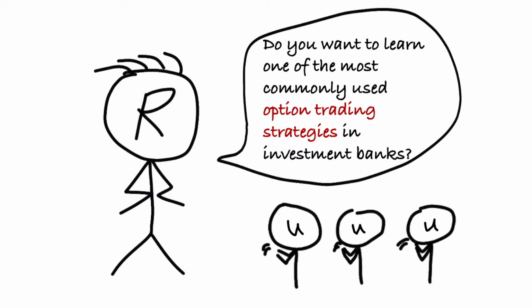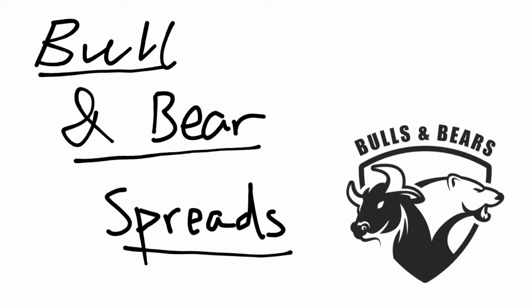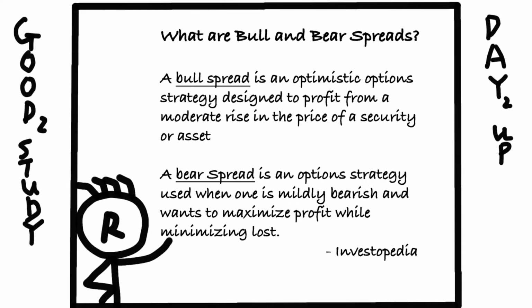Today, we'll talk about one of the most commonly used option trading strategies, the bull and bear spread. Let's start with the definition. What are bull and bear spreads? A bull spread is an optimistic option strategy designed to profit from a moderate rise in the price of a security or asset. A bear spread is the opposite, which is an option strategy used when one is mildly bearish and wants to maximize profit while minimizing cost.